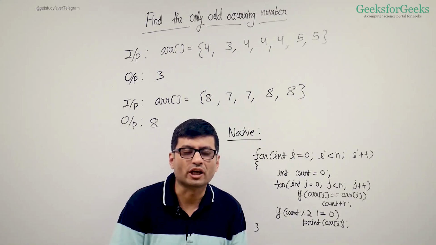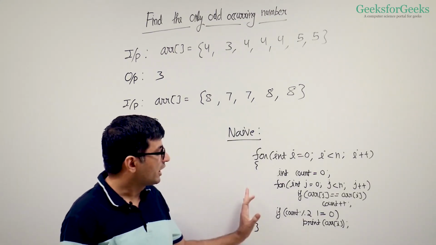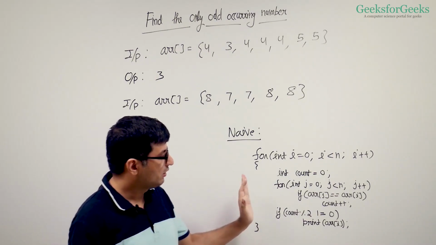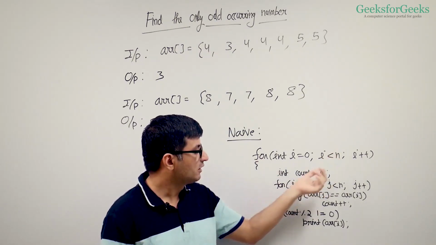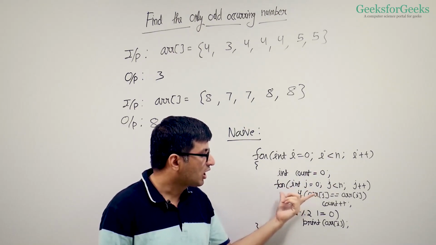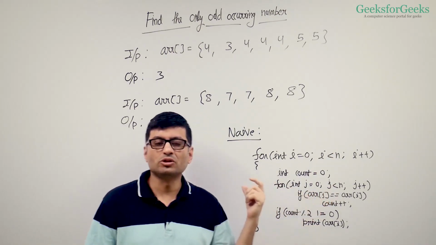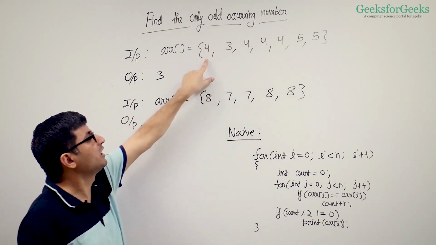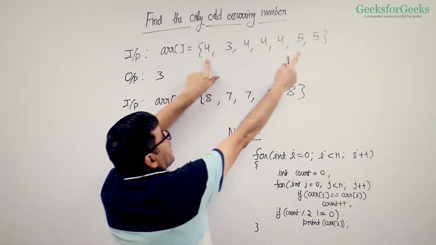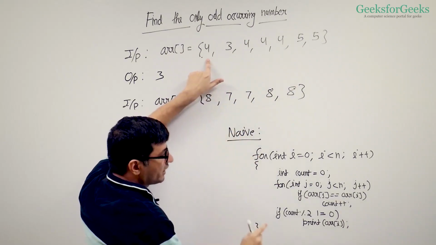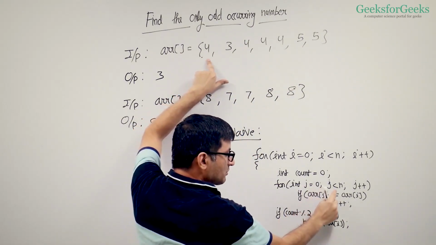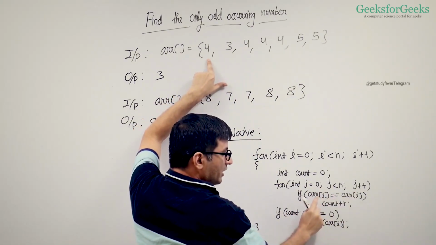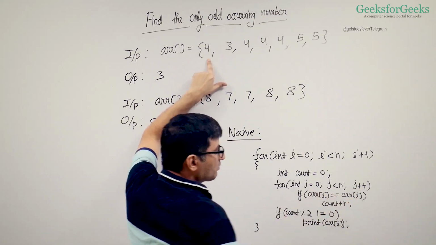Let us talk about the naive solution first. In the naive solution, we will traverse through all the elements. For every element, we will count how many times it appears. So you run a loop for traversing all the elements one by one, and for every element, you traverse the whole array and count how many times it appears, right? So you have j equal to 0, j smaller than n, j plus plus. If array j is equal to array i, then you do count plus plus.